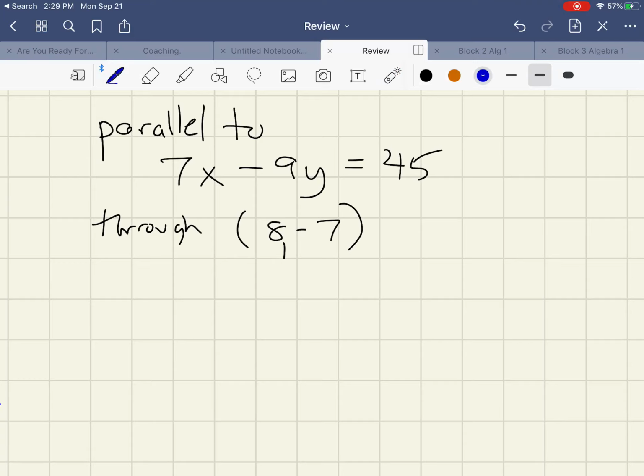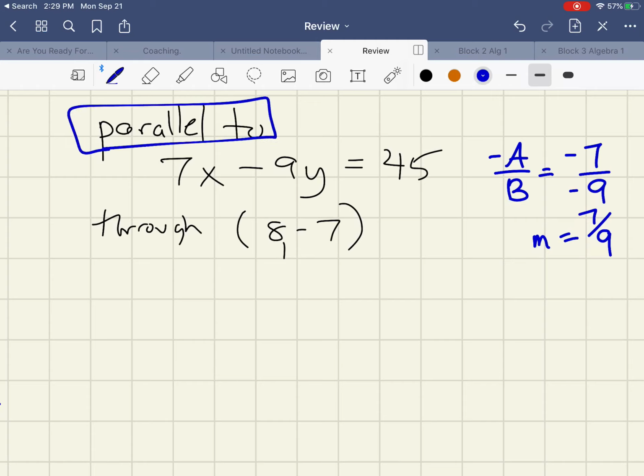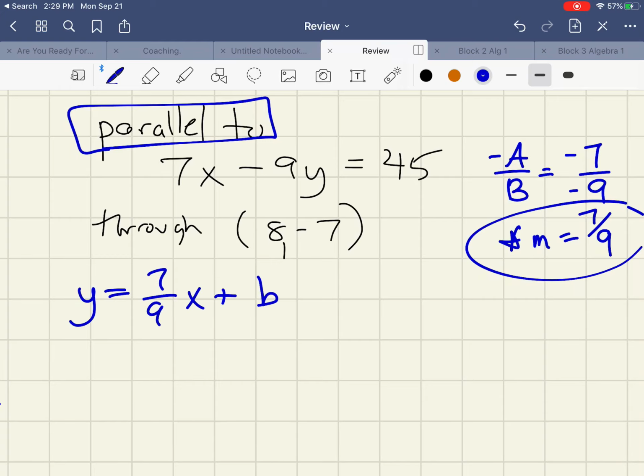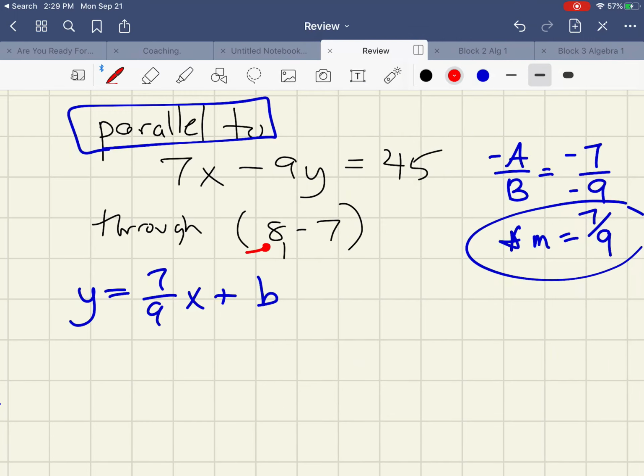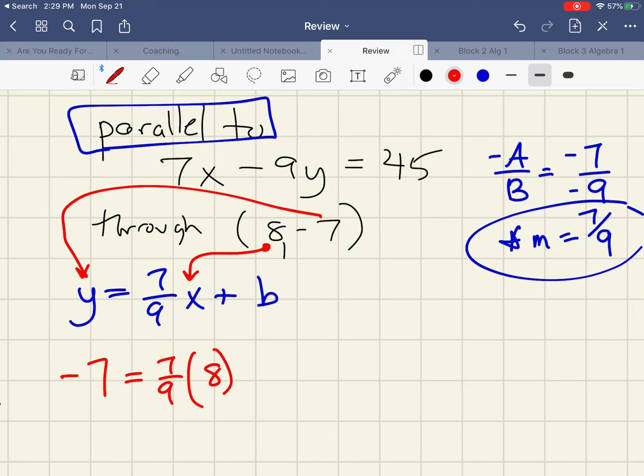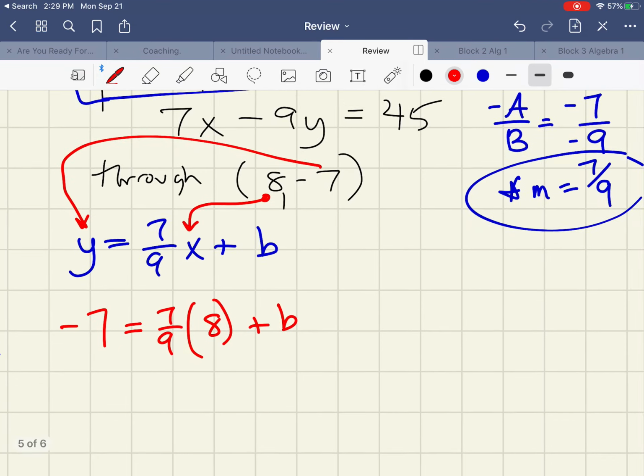Parallel to, so if you remember my little trick for slope, negative a over b for this problem would be negative 7 over negative 9, or 7/9. So there's my m from this problem. Parallel to that would be the same slope. So I'm going to use 7/9 as my slope. I'm going to use the same process to find the y-intercept. So 8 goes in for x, negative 7 goes in for y. And yeah, this one's going to be a little bit gross, but it's the same process.